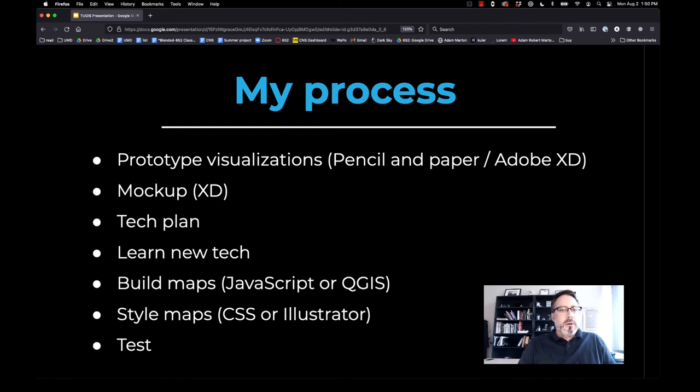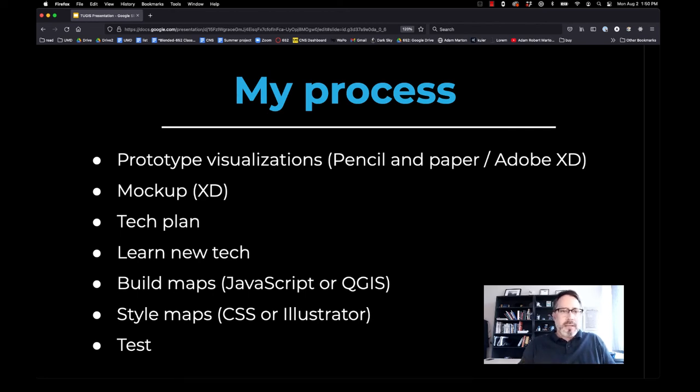Then I'll do a lot of visualization prototyping, just with pencil and paper, drawing, or with Adobe XD, looking at different ways that I can tell that story, just to give myself an idea of the options. And then once I've zeroed in on how I want to create a visualization, I'll do a higher fidelity mock-up in Adobe XD. I used to use Photoshop, but I think XD is a little better for that these days.